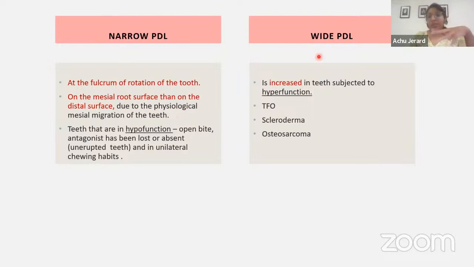Widened PDL is seen in conditions just opposite to those of the narrow PDL. In states of hyperfunction, when the load or stress is more, widening of the PDL can be seen. It is also seen in trauma from occlusion, and in these conditions which you have to learn by heart: scleroderma and osteosarcoma.